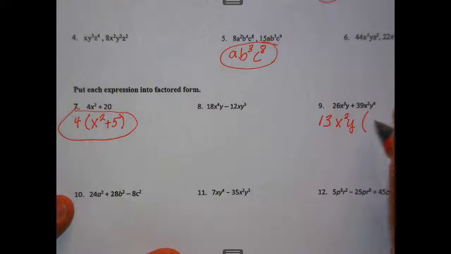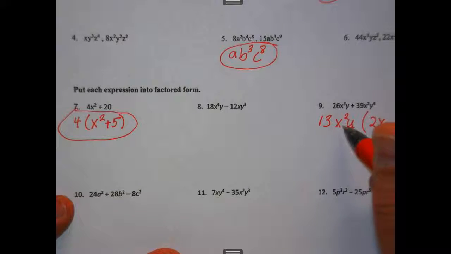26 divided by 13 is 2. 3 x's divided by 2 x's is 1x. Y's cancel out. 39 divided by 13 is 3. 2 x's, 2 x's cancel. 4 y's divided by 1 y is 3 y's.